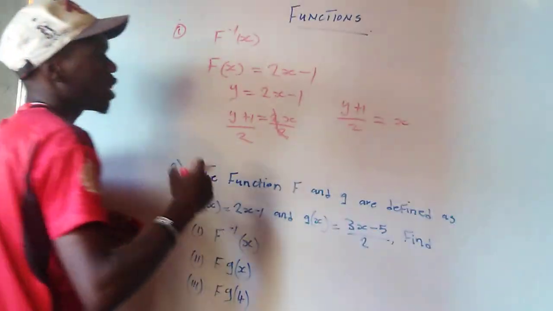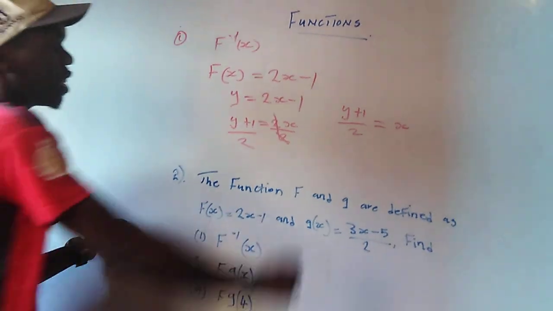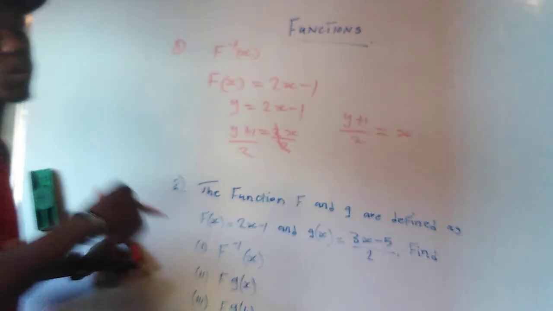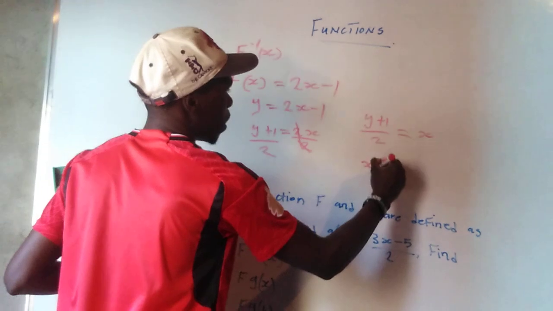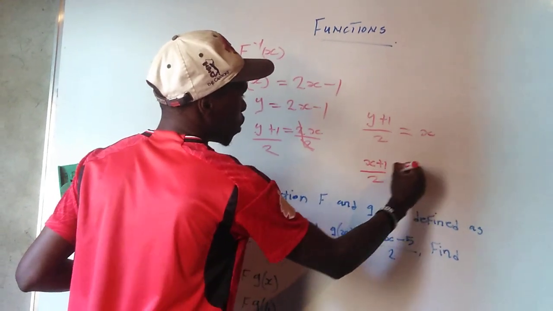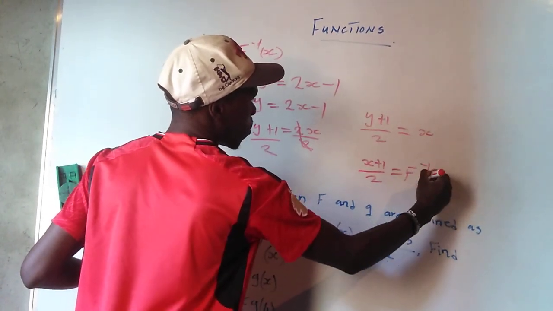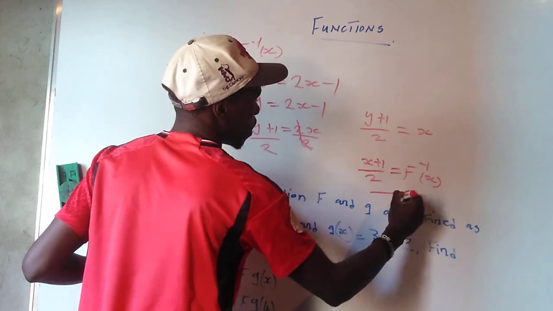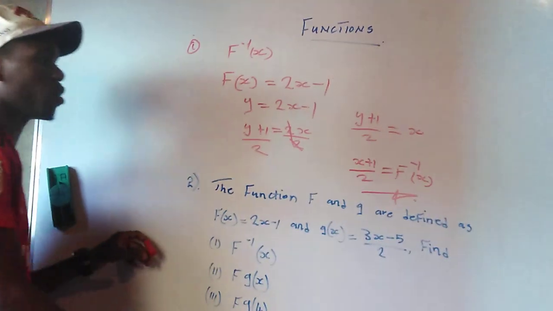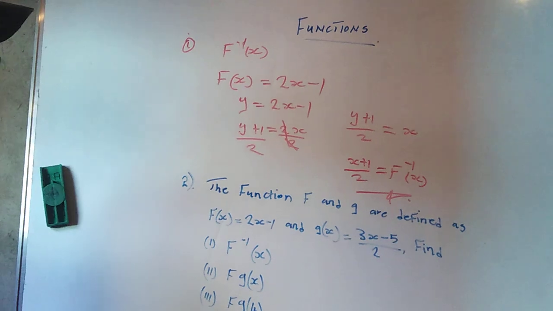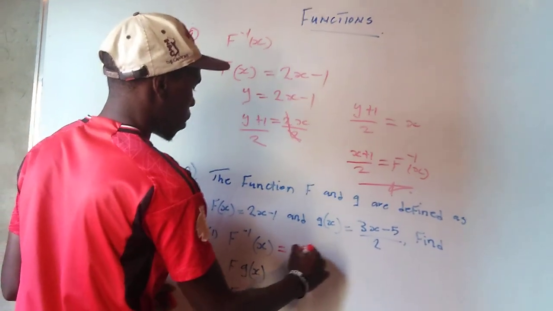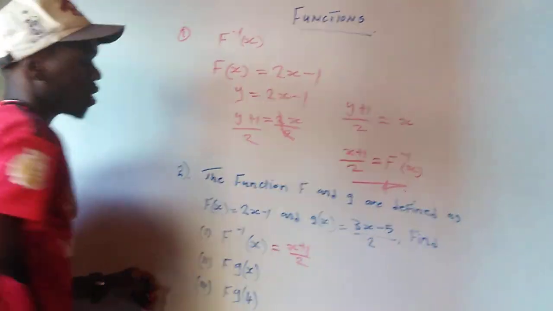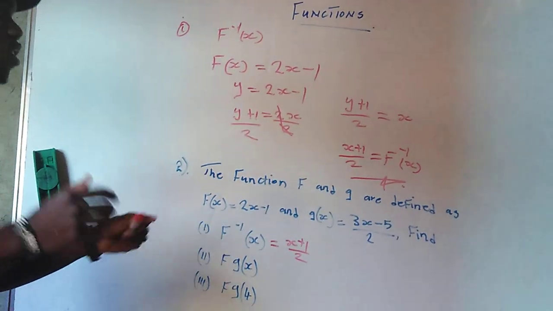But you don't leave your answer like that. Where there is a y, always replace it with an x. So I'll say x plus 1 over 2 is equal to the f negative 1 function. This is your first solution. As simple as that. So here the answer is x plus 1 over 2. This is our first solution.